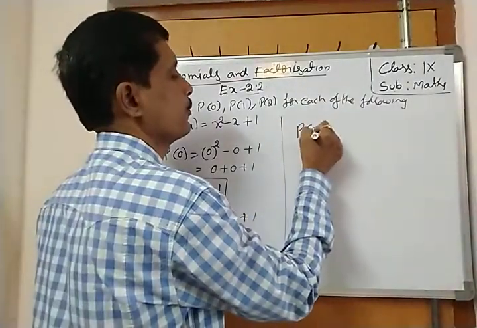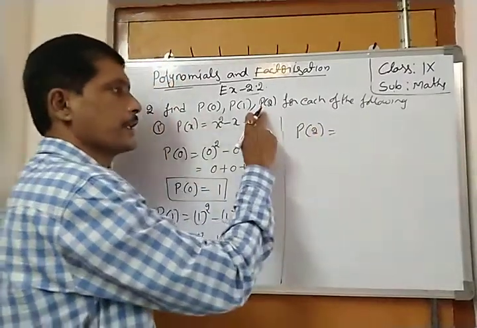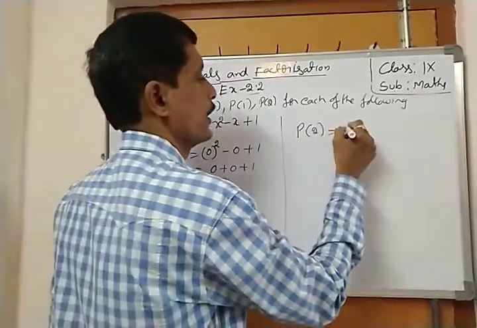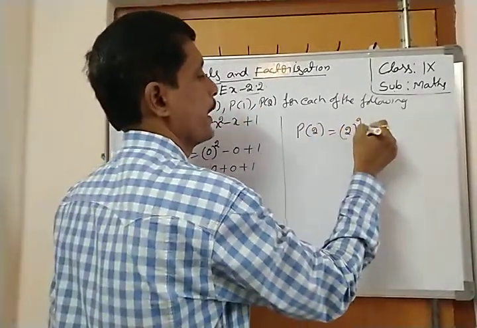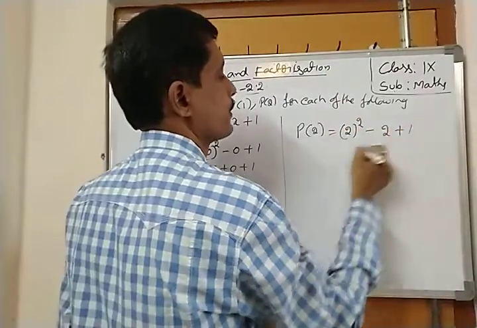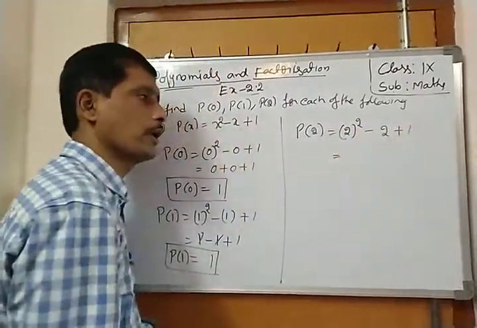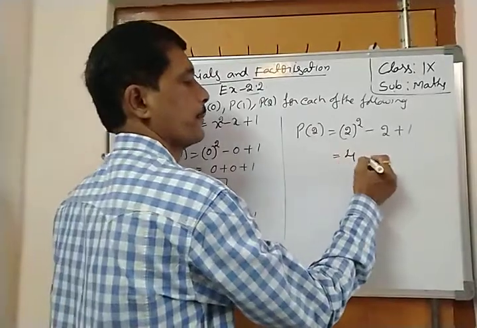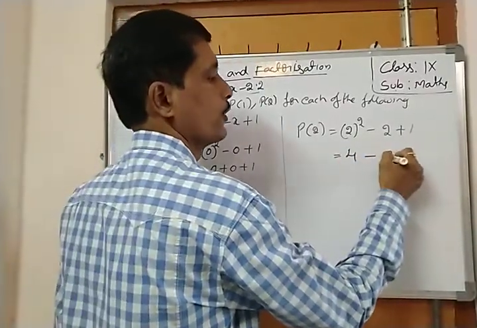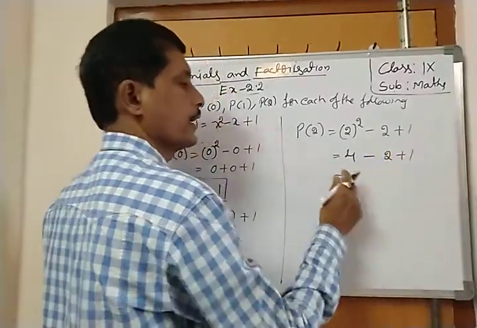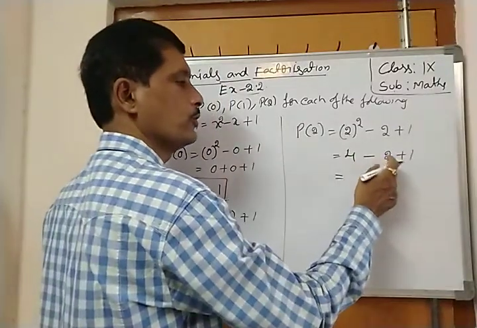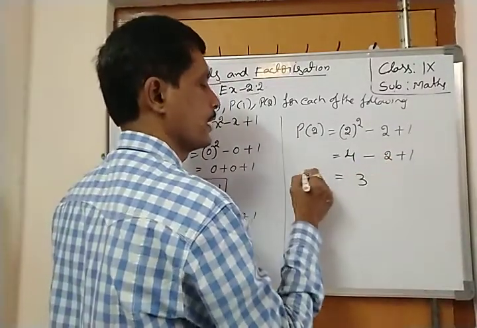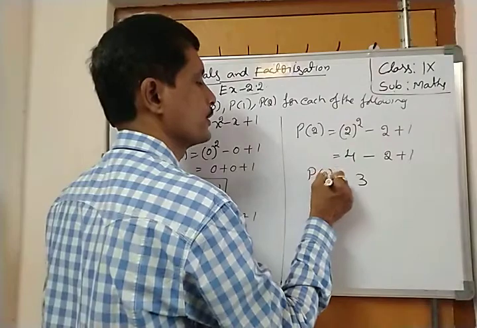Next one is P of 2. Here x is replaced by 2. Here 2 whole square minus 2 plus 1. Here 2 square, that is 2 into 2, that is 4 minus 2 plus 1. That is 4 minus 2, that is 2. 2 plus 1, that is 3. Therefore P of 2 equal to 3.